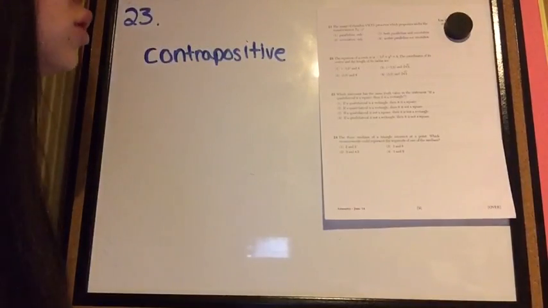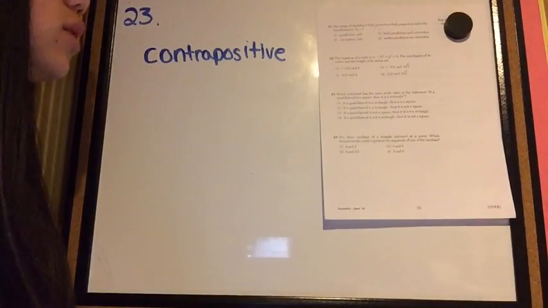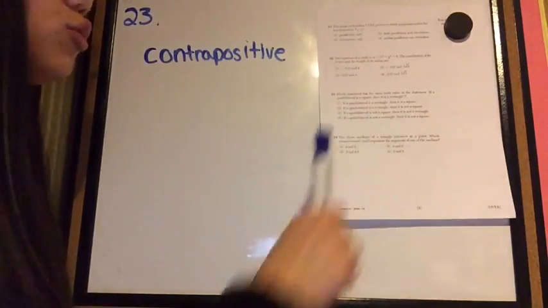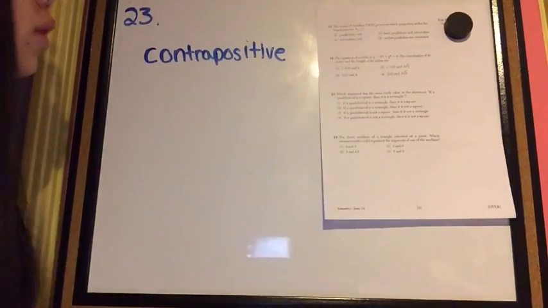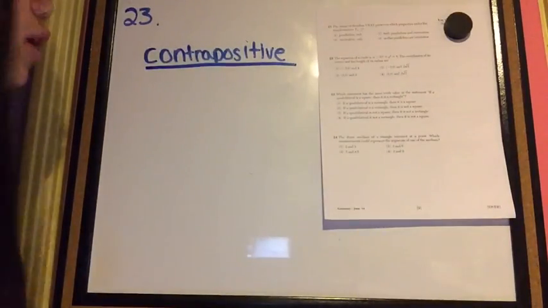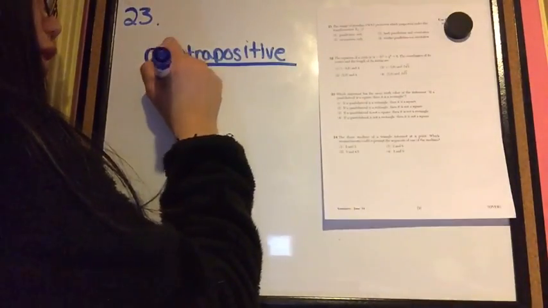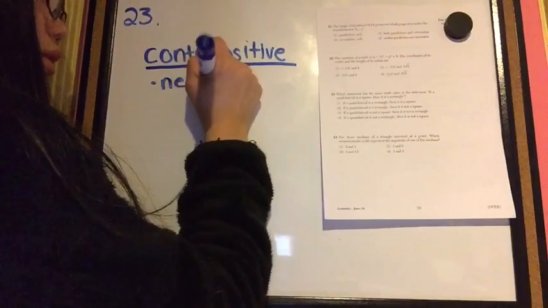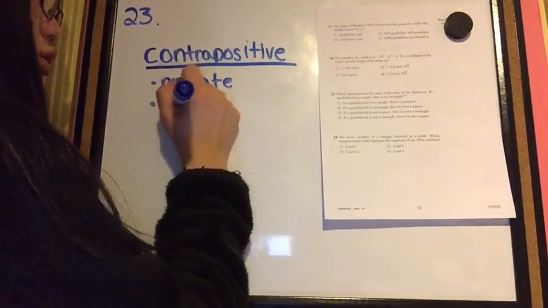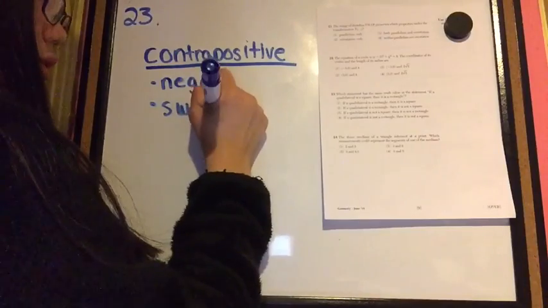Number 23 is also dealing with truth statements. It's asking which statement holds the same truth value as the original. And this would be the contrapositive statement. Contrapositive means negate and also switch the order.